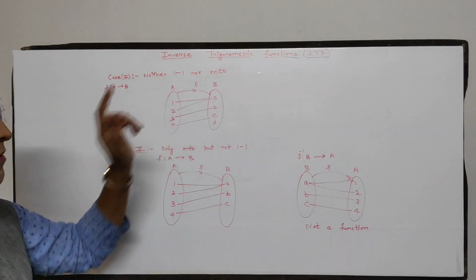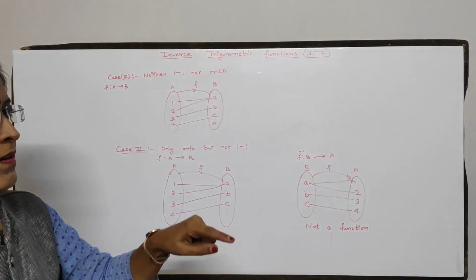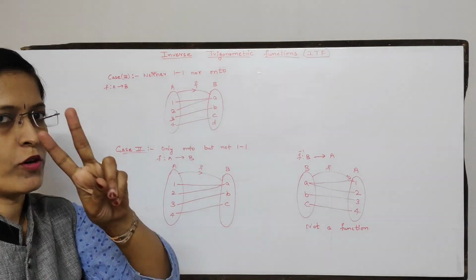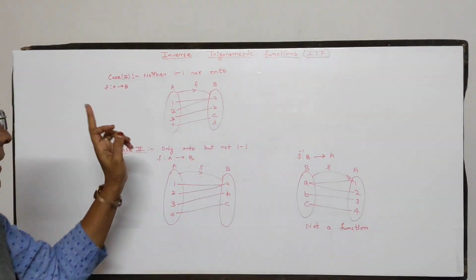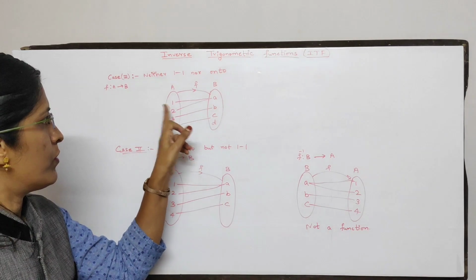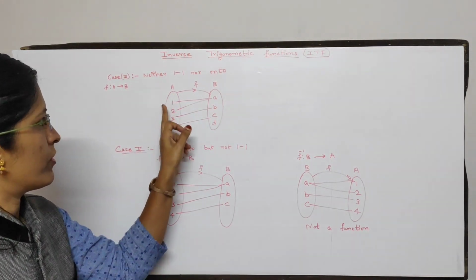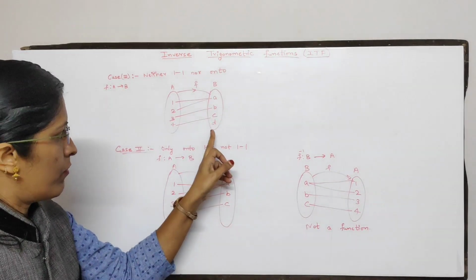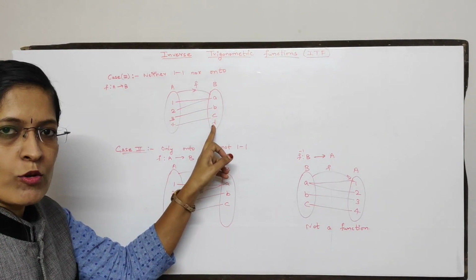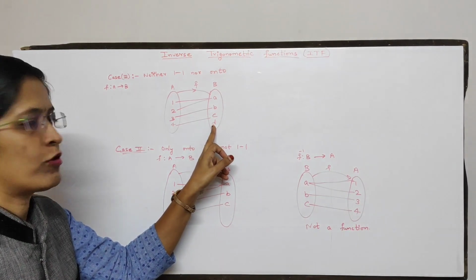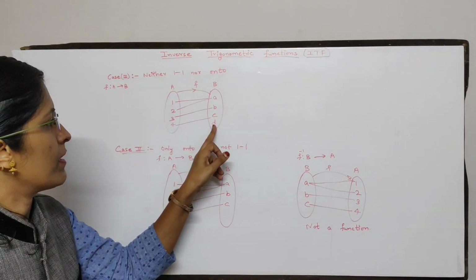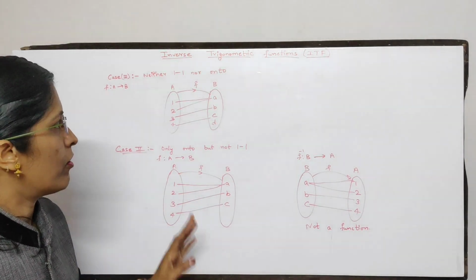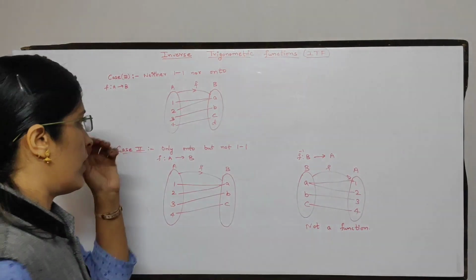How to check whether it is 1-1? 1-1. So single boy, single room. This condition is not satisfied. In one room, two boys are going. Right? Next, onto. In onto, two boys can go in one room, any number of boys can go in one room. But what happens here? All the rooms should be filled, no room should be vacant. But here what has happened? D room is vacant. So this is not onto and it is neither 1-1.